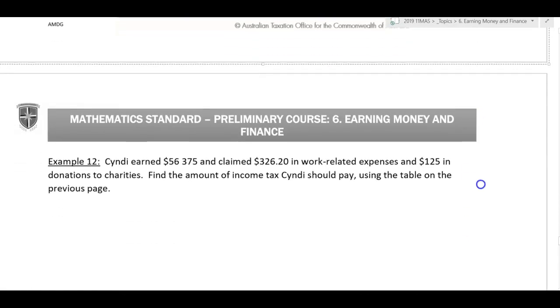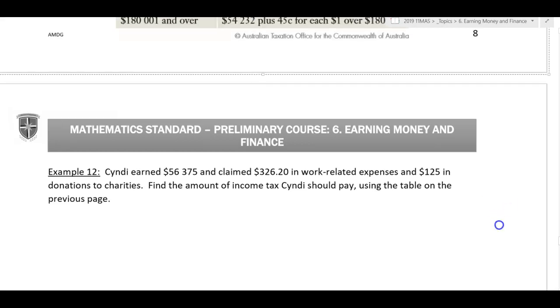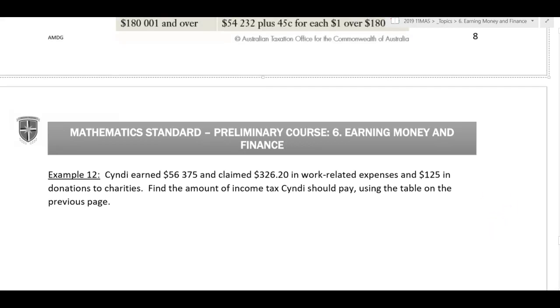Now, let's have a look. We'll use this table here, and that will be provided to you in any question that you need to answer. Let's have a look at an example. Cindy earned $56,375 and claimed $326.20 in work-related expenses, $125 in donations to charity.